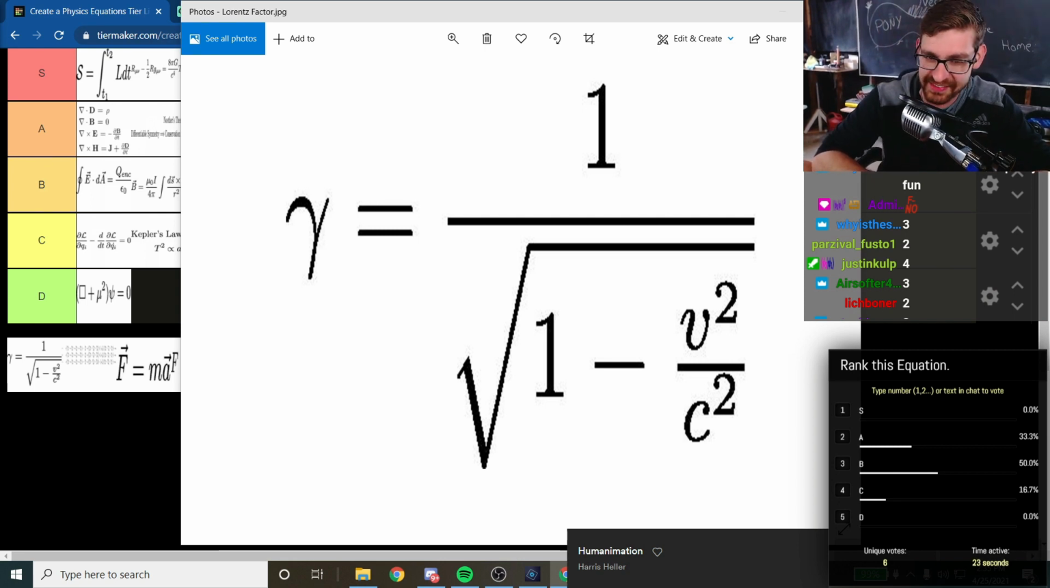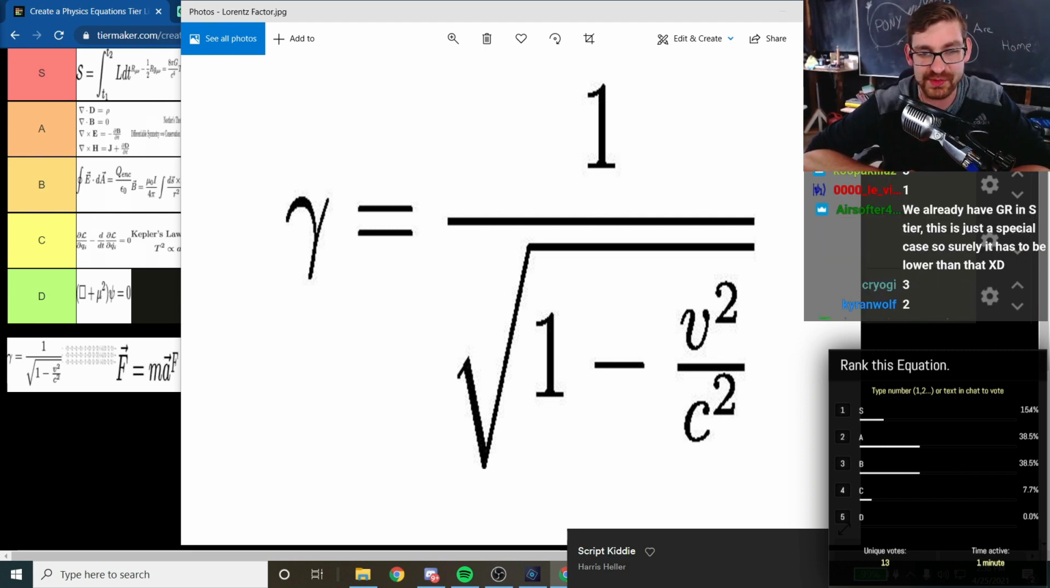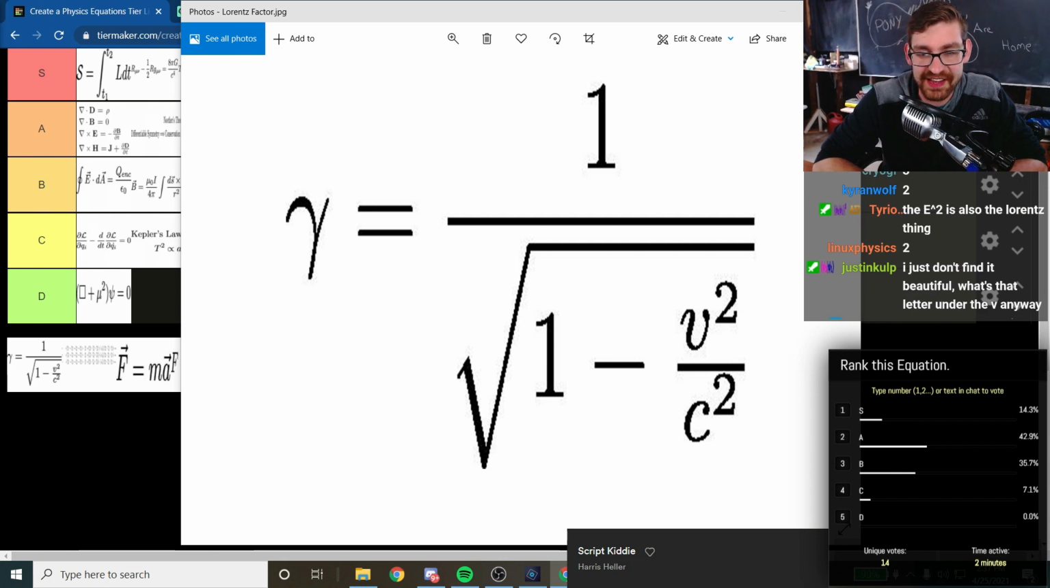Nobody's going S tier on this, really. We already have GR S tier. This is just a special case, so surely it has to be lower than that. Well put, Airsofter. Well put. I agree. I don't find it S tier. I find it at the top of A tier, though. Maybe behind Maxwell's equations. I just don't find it beautiful. What's the letter under the V anyways?